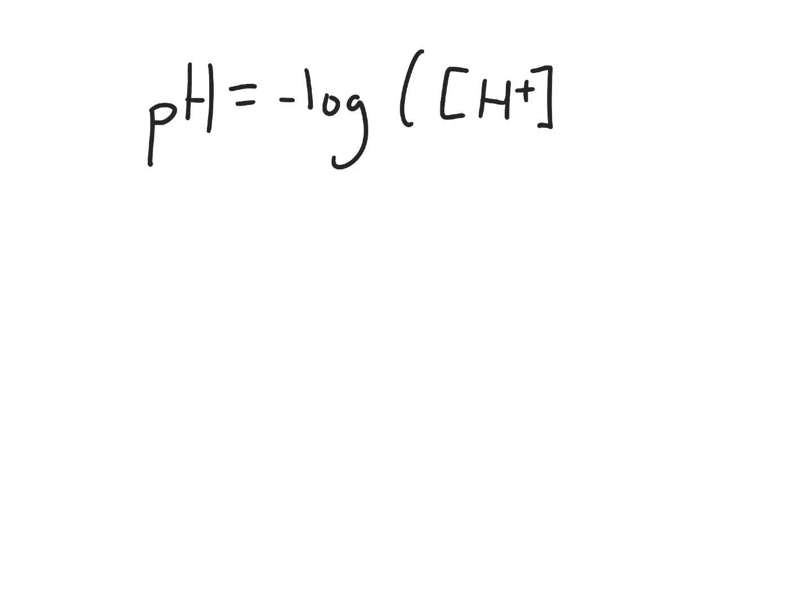So if we remember from yesterday, if we're calculating pH, we take the negative log of the concentration of hydrogen ions. We don't have to understand what a log is. We just need to be able to type it in our calculator. So pH is the negative log of the hydrogen ions.